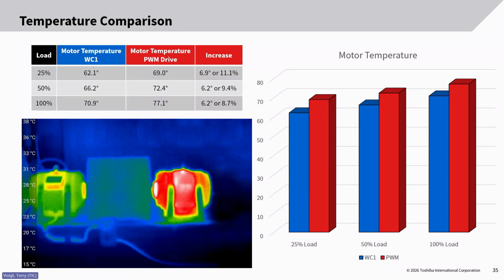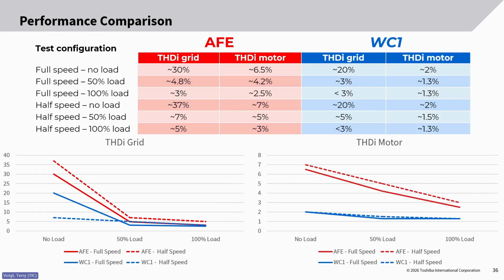So here's some more harmonic characteristics. Specifically the THDI on the input side. The graph on the left denotes the grid, and the graph on the right denotes the motor. So the THDI in the motor characteristics, and you can see in each case, it's either the same or less, the WC1 compared to a different AFE drive.